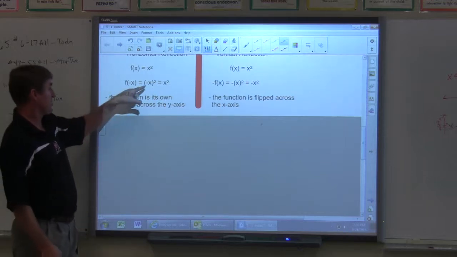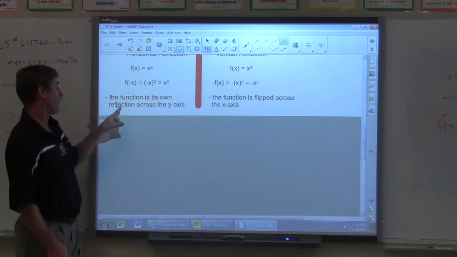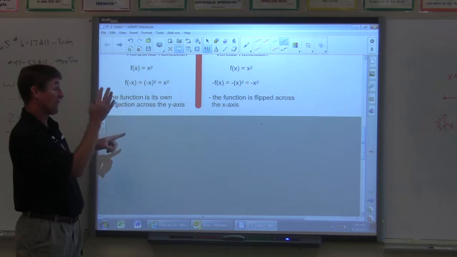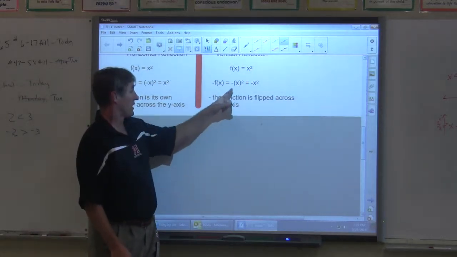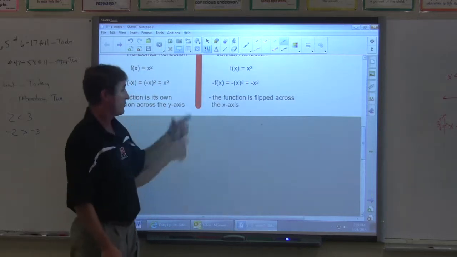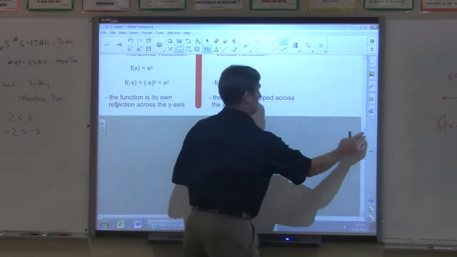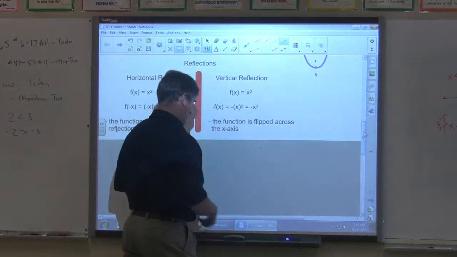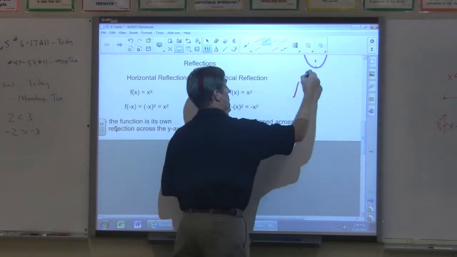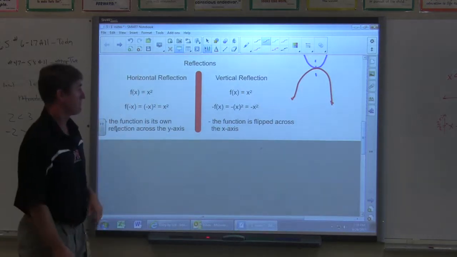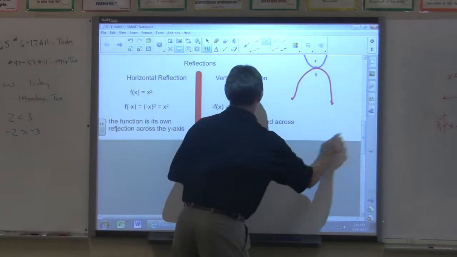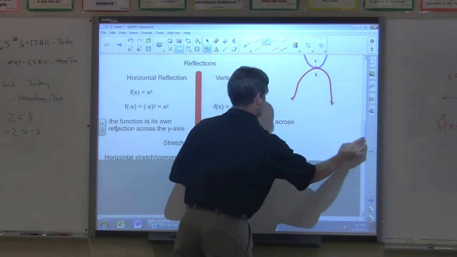Remember, so this is what I was talking about. The function is its own reflection across the y-axis. So if you reflect it across the y-axis, it's going to look the same. But with this one, it's flipped across the x-axis, which sends it down. So this graph, if it was this way, then would go like this. All right? And then we have the stretches and compressions.